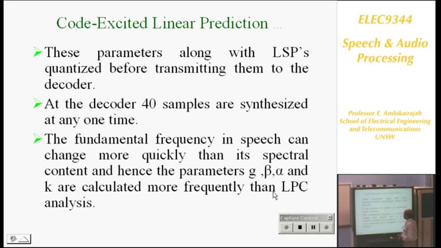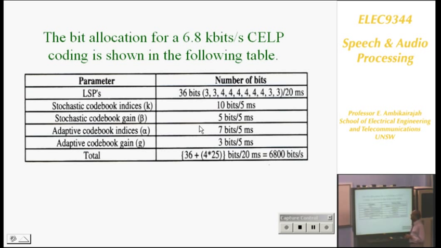So at the decoder, 40 samples are synthesized at any one time. That's all you do. So if you start to do a kind of a bit allocation, LSP parameters, line spectral pairs, they are the transformed LPC coefficients to LSP because you want to truncate them. You want to quantize them.